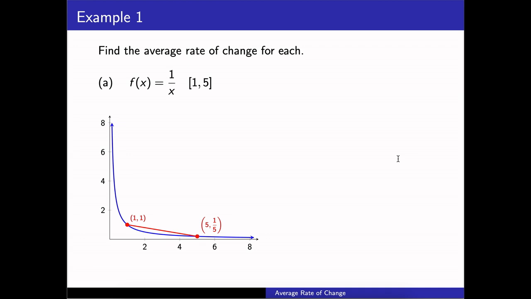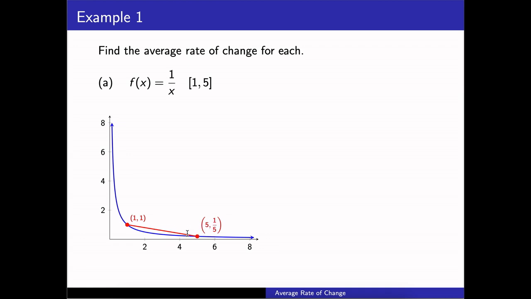All right, so example 1, we're going to find the average rate of change for each function over each specified interval. In 1a, we have f of x equals 1 over x. Here is that graph in blue. We're going to find the average rate of change between x equals 1 and x equals 5. When x is 1, we get 1 over 1 is 1. And when x is 5, we get 1 over 5, which is an output of 1/5.